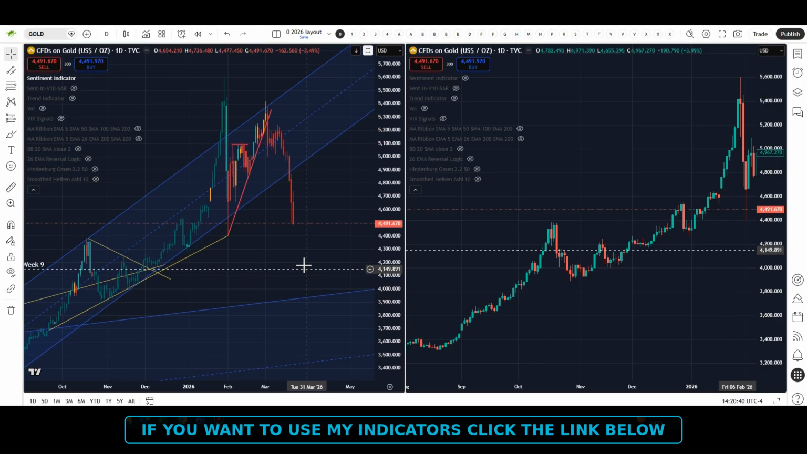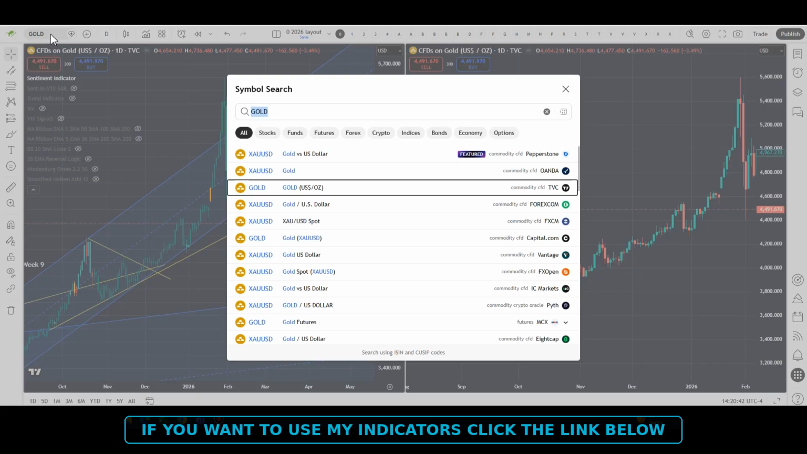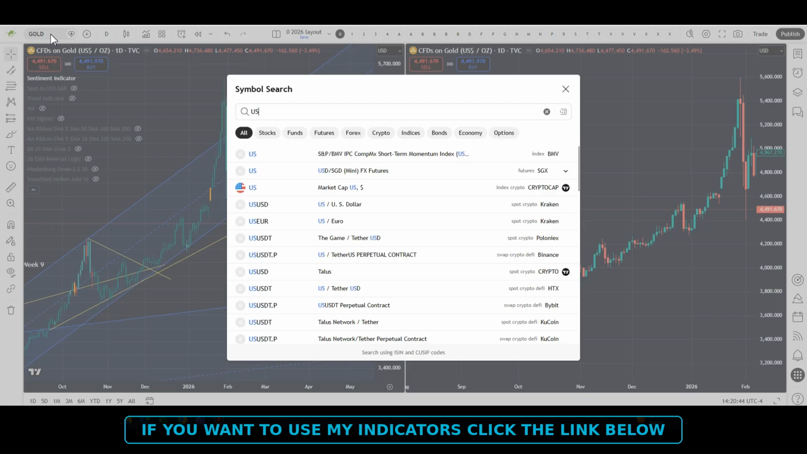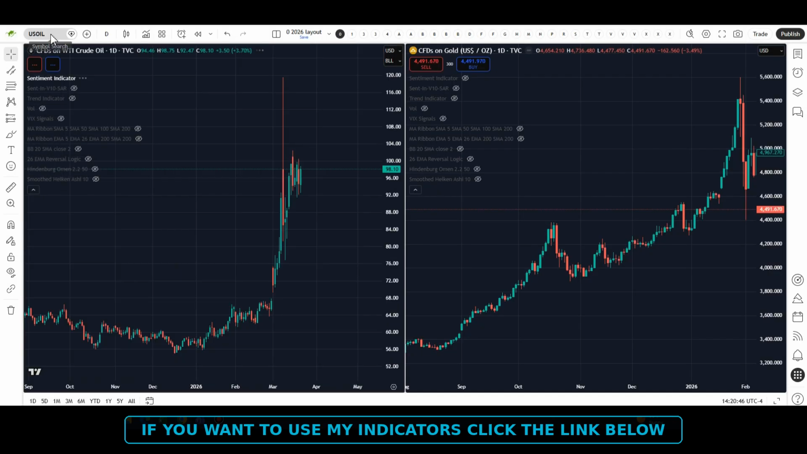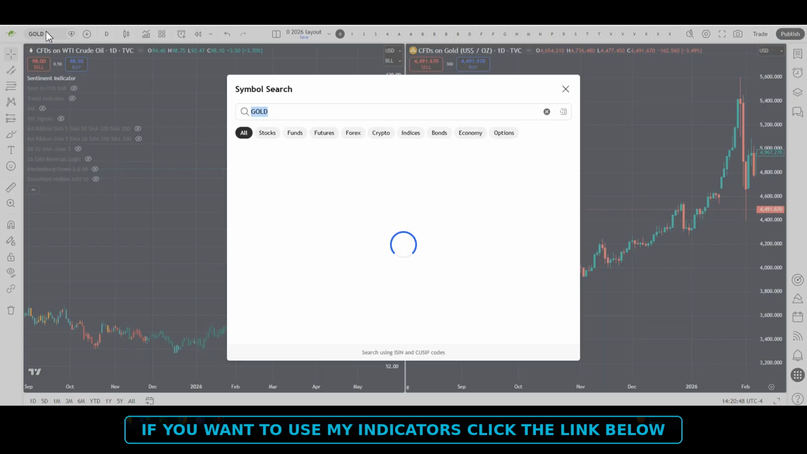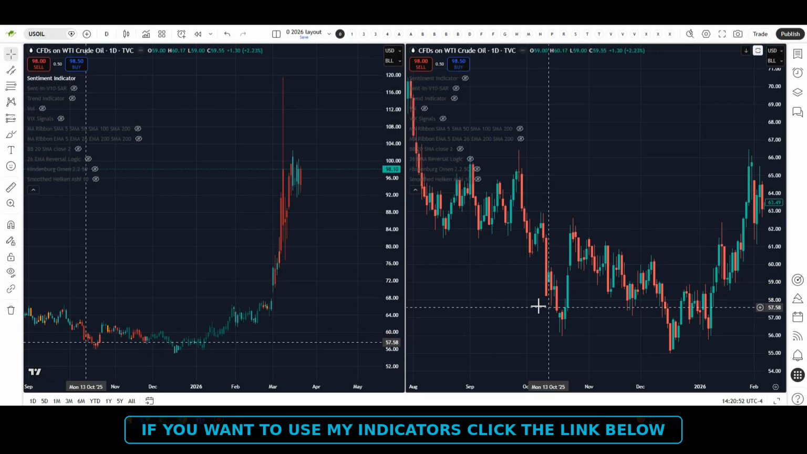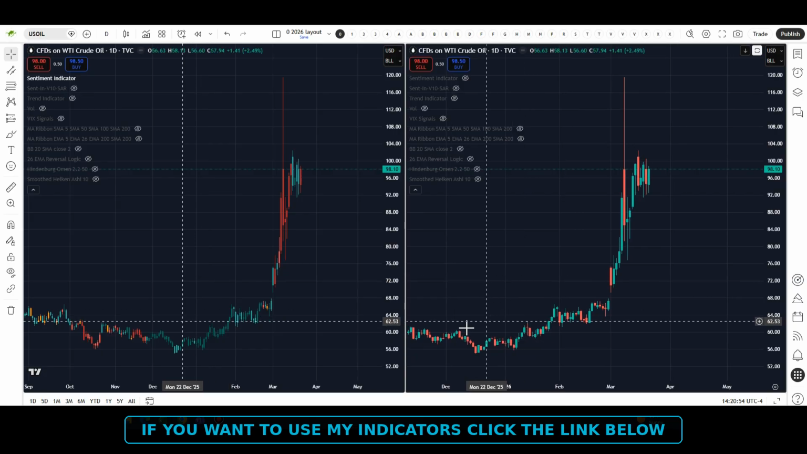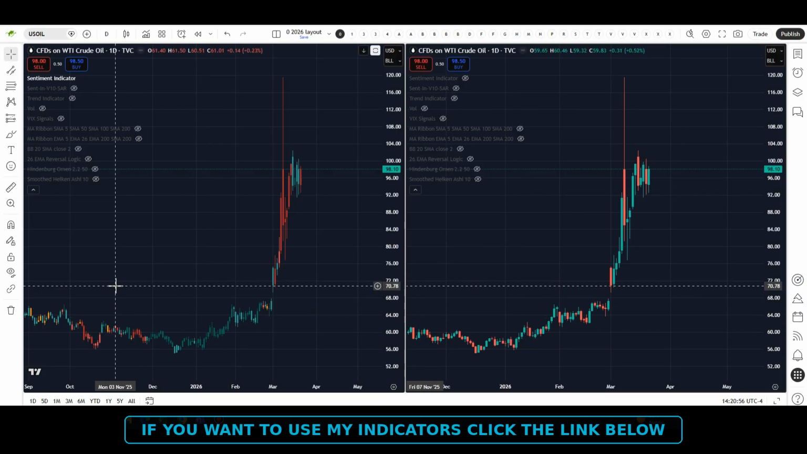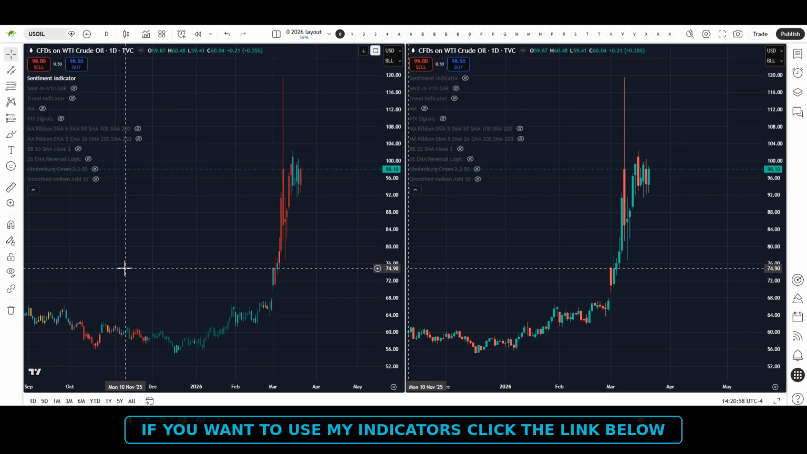So something else to have a look at would be oil. Let's see what's happening in the oil market right now. I have to switch both charts. All right, so it looks like oil's probably going to pull back soon. The sentiment is telling us that.